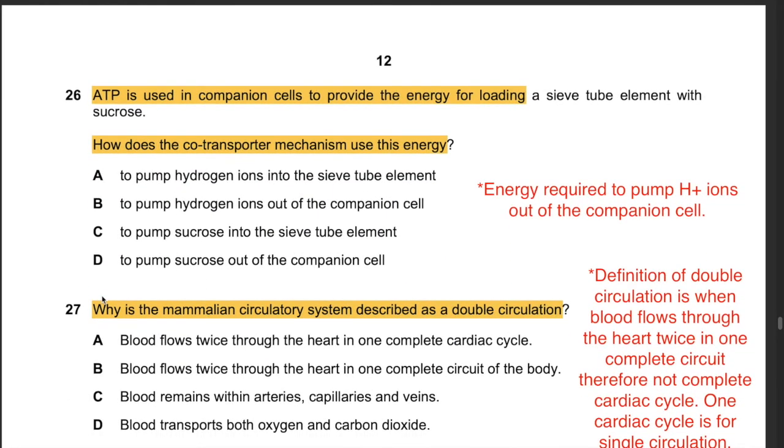Question 26. ATP is used in companion cells to provide the energy for loading a sieve tube element with sucrose. How does the co-transporter mechanism use this energy? Energy is required to pump the hydrogen ions out of the companion cell. Therefore, the answer is B, to pump hydrogen ions out of the companion cell.